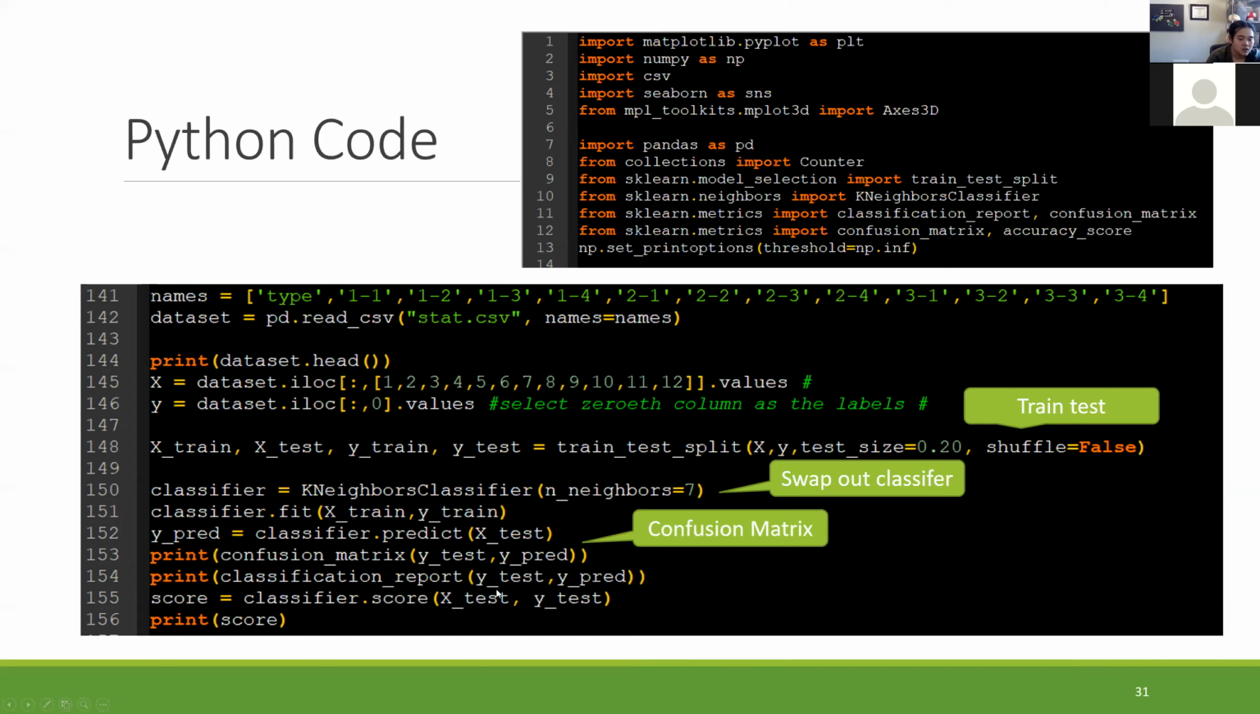Classification report. That's going to give you the classes. It's going to give the accuracy, precision, and F1 score of each class. What is F1 score? What is recall and what's precision?